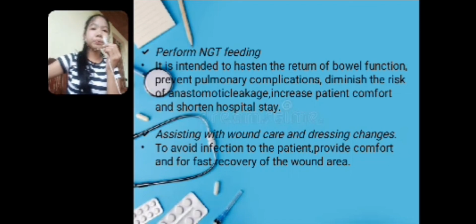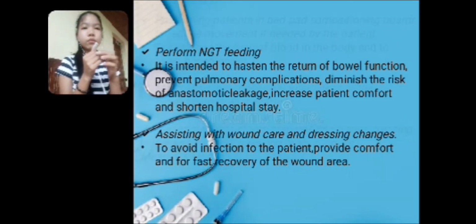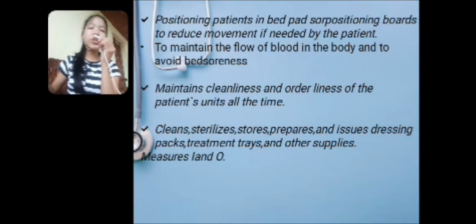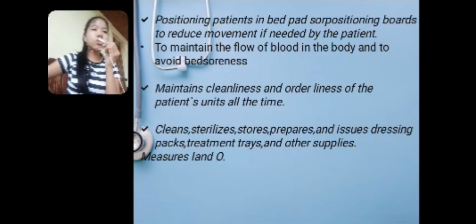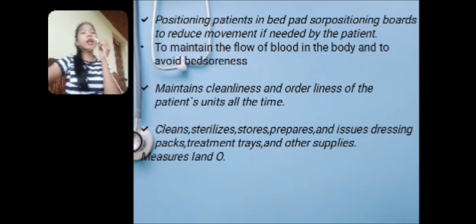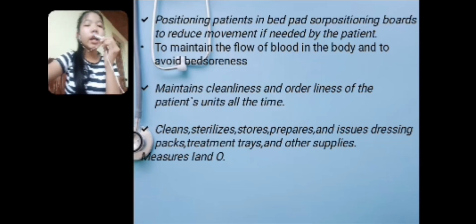Next is positioning patients in bed, using pads, sore positioning boards, and reducing movement if needed by the patients, to maintain the flow of blood in the body and to avoid bed soreness. It is to prevent hyperextension and extreme lateral rotation and also to prevent complications of immobility and injury. It is an essential aspect of nursing practice and responsibility of a nurse.